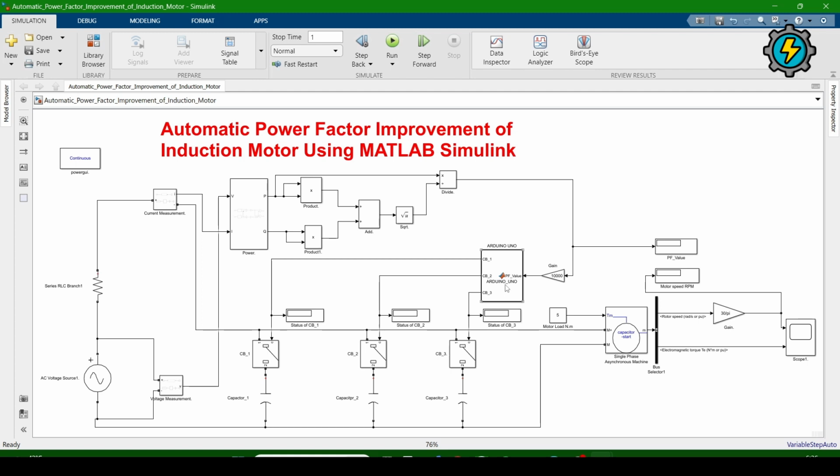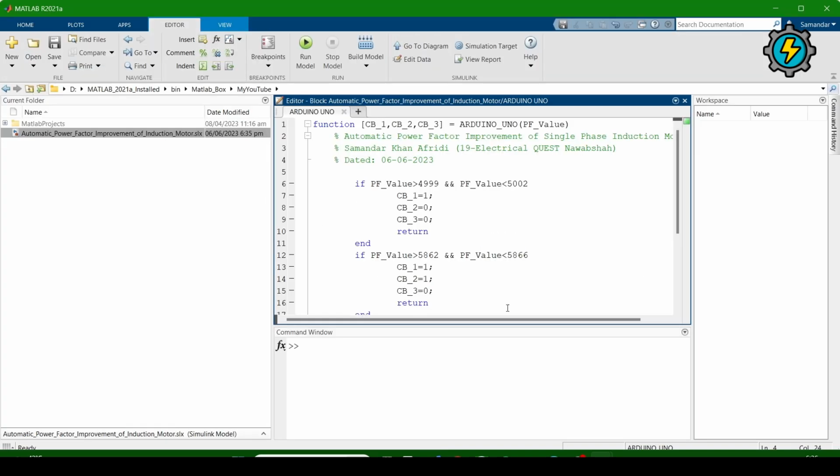Here I am using Arduino as a controller which will read the power factor signal, and then give an on or off signal to the circuit breakers, and automatically connect the capacitor banks with the terminals of the induction motor to improve the power factor. So double click on this function block, and it will lead to the program we wrote.